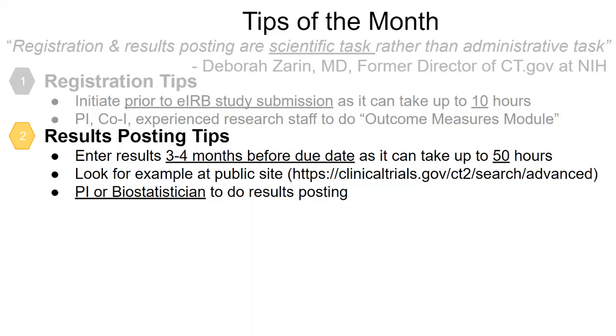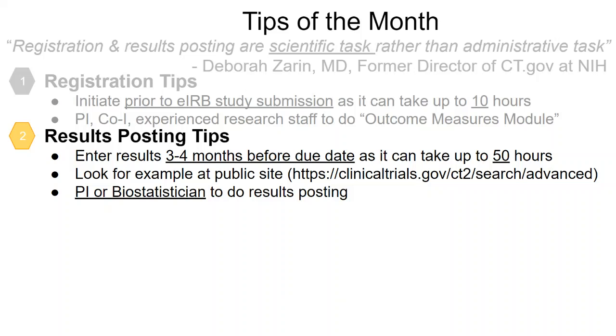And again, whoever understands the study and whoever actually analyzes the data should do the results section, because now you need to summarize raw data, derive outcome measures in aggregated format, choose the appropriate unit of measure, measure type, and associated precision. This can get really complex and it can overwhelm you.